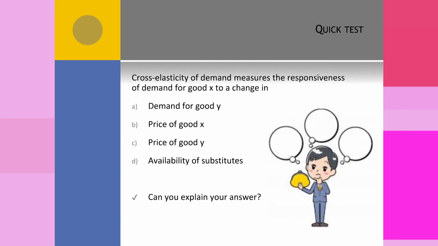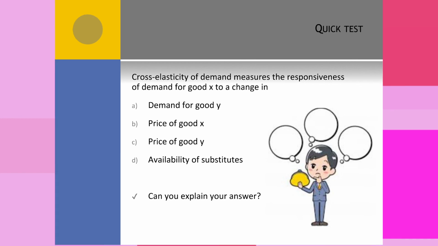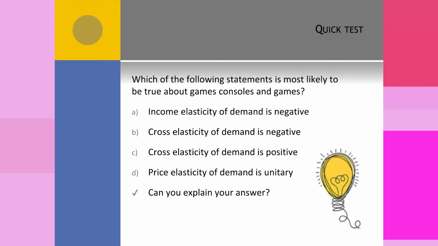Next test question. Cross-elasticity of demand measures the responsiveness of demand for good X in a change to A, B, C, or D. And lastly, which of the following statements is likely to be true about game consoles and games? A, B, C, or D? And can you explain your answer?